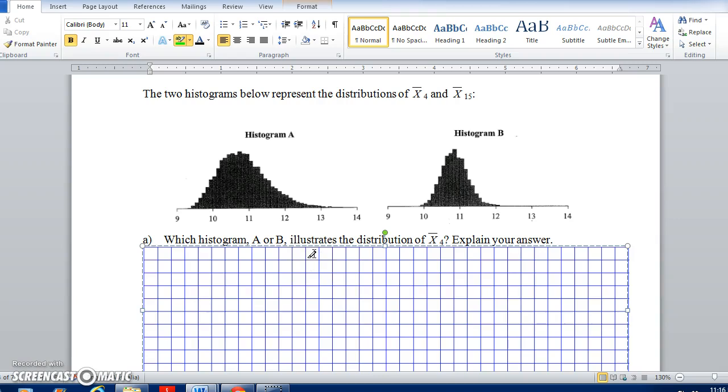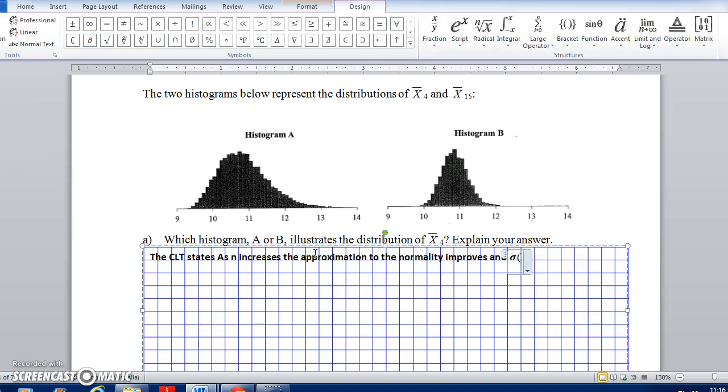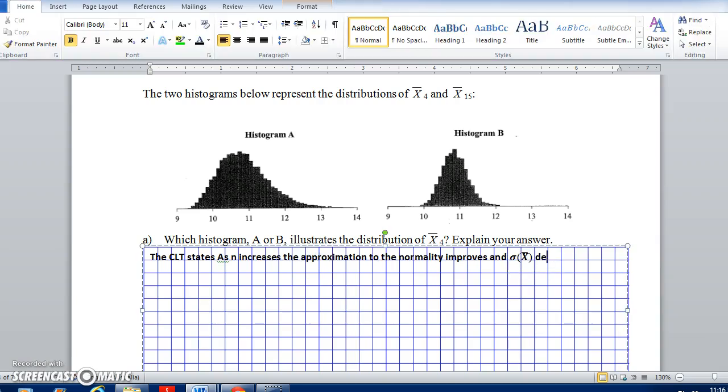Explain your answer. So again, we say that the CLT, central limit theorem, states as N increases, the approximation to normality improves, and sigma of X bar decreases. We saw that last time.